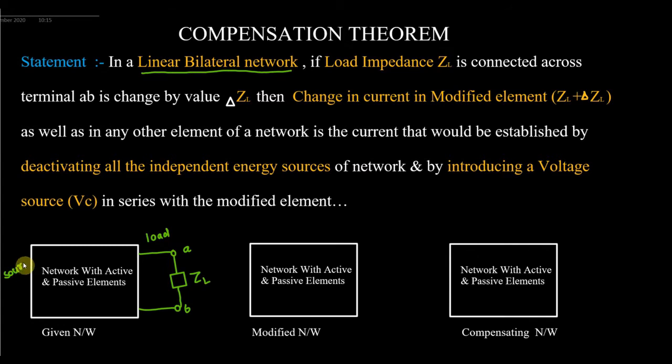It means we have a voltage source or a current source. Most of the time there is a voltage source. Here I assume that this current is I. So I is the load current and ZL is the load impedance. That is what I have written: if the load impedance ZL is connected across terminal AB. This is our given diagram.